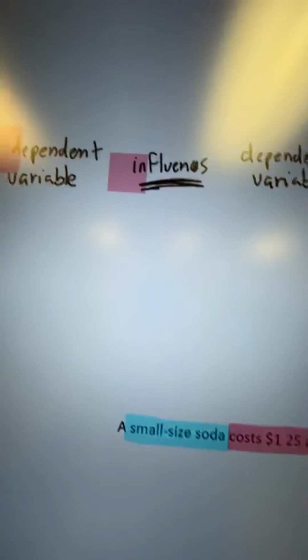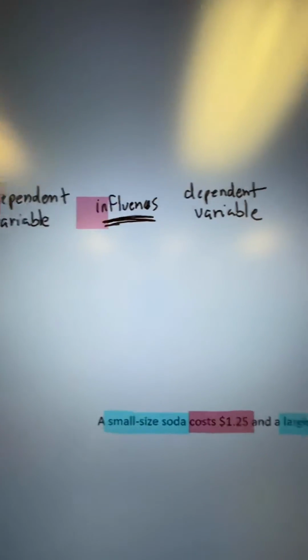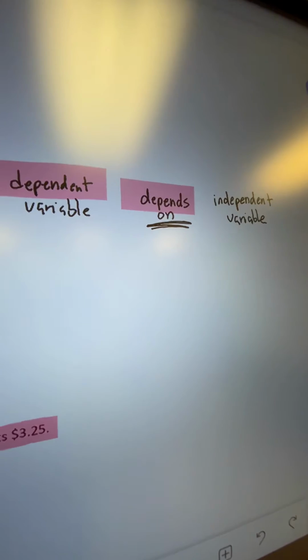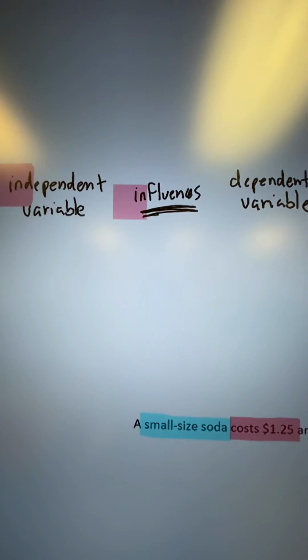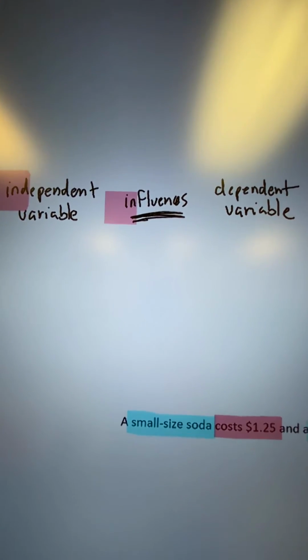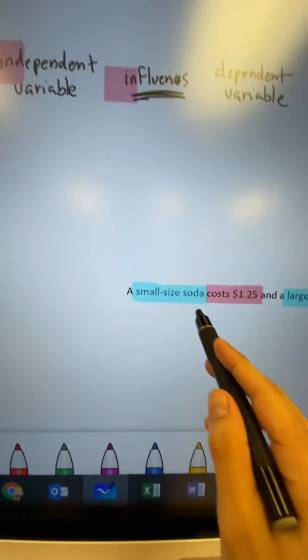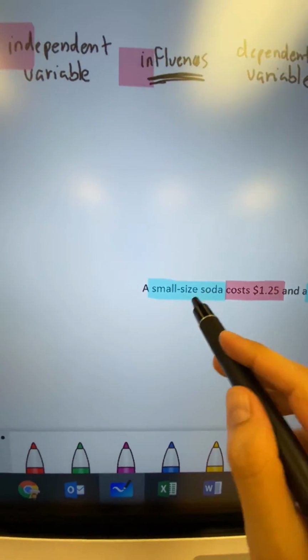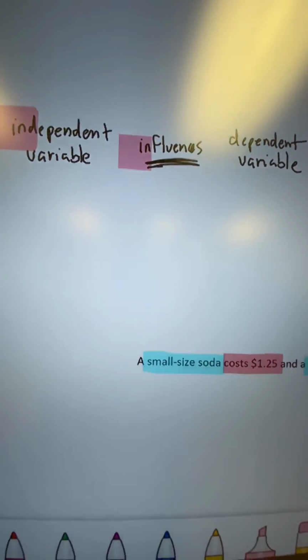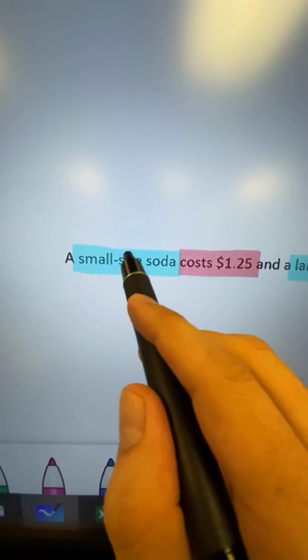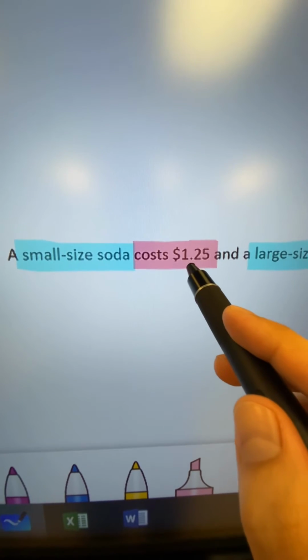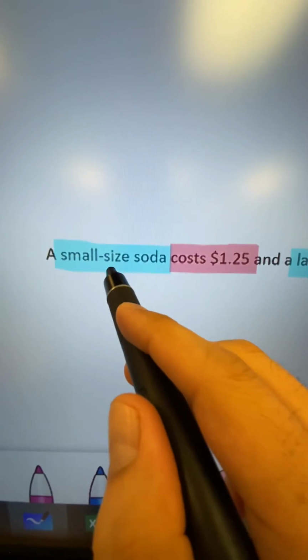So now I'm going to look at these two phrases, and it doesn't matter which one I use. I'm going to use both so you can see how I figure out which one is the independent and dependent. In this first setup, the variables are the ones that I just identified. So I've got to ask myself, which one influences the other? Does the small size soda influence the cost, or does the cost influence the soda?